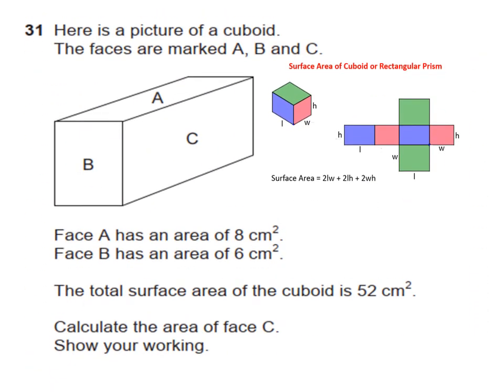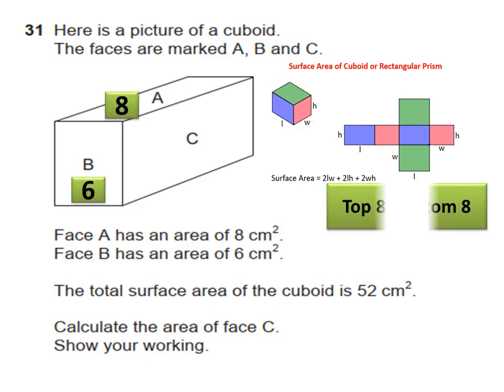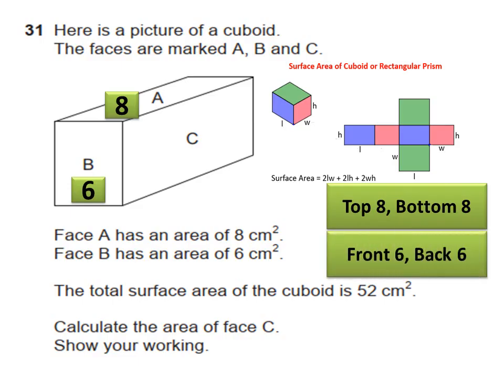Here is a picture of cuboid ABC. Face A is 8, face B is 6. The total surface area is 52. Calculate the area of C. So, since I have one face A that is 8, it means that the other side is also 8. One side is 6, so this other side will also be 6. Top and bottom will be 8 and 8. Front and back will be 6 and 6.